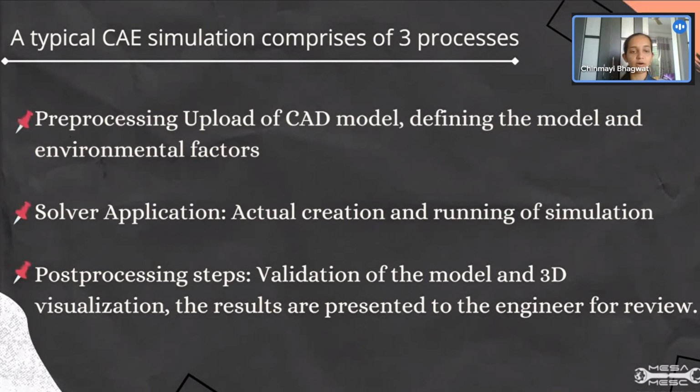What we do in pre-processing is we upload a CAD model. That is, we design the CAD model and define all the measures and environmental factors, like which material is used, which thermal capacities the product has. Next is solver application, that is the actual creation and running of the simulation. Like if we create an assembly, then we discuss whether this assembly is really useful, or does it have use in actual life. The third is post-processing, that is validation of the model.